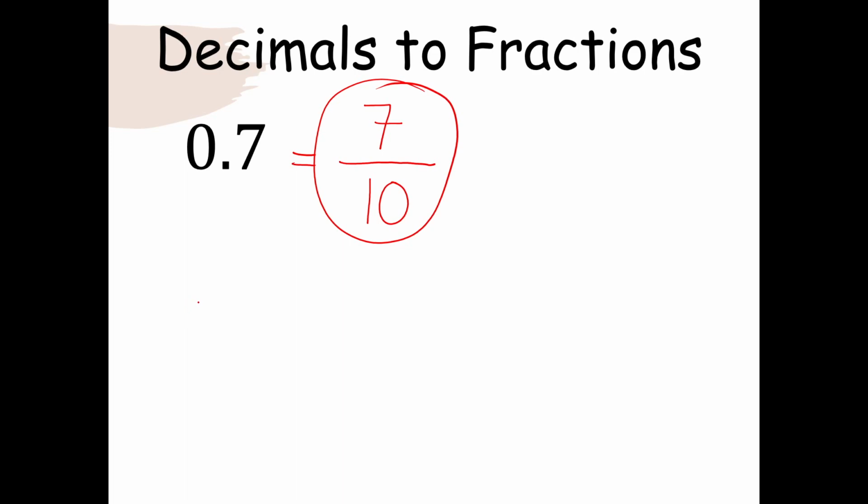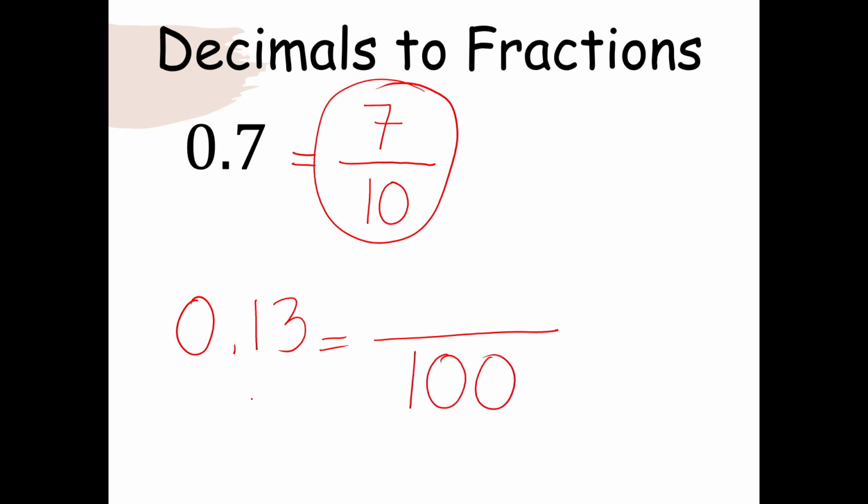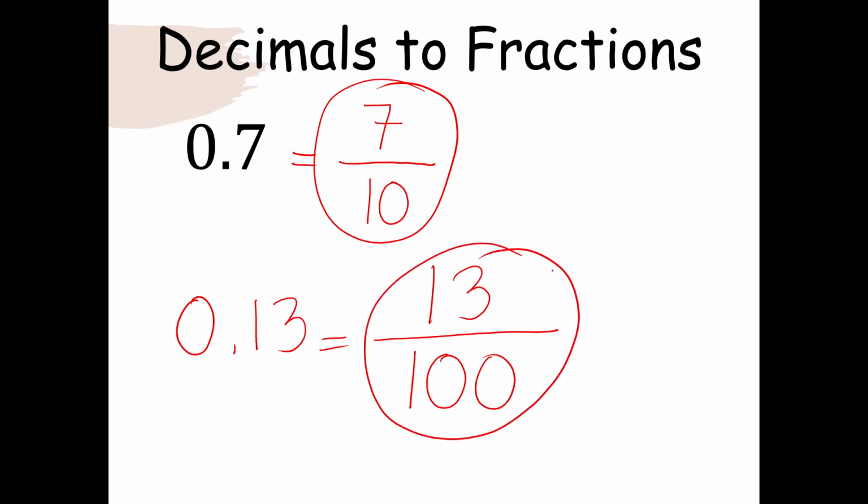O another one. Example 0.13. Pila man ni ang ibutang sa ubos? Dili 10. 100. Diba niingon ko ganiha, kung pila ka decimal numbers, mao ang number of zeros. Usa man na ka decimal number, mao nang 10. Duha man ni ka decimal number, mao nang 100. Very good. 13 over 100 kana. Klaro, dili?